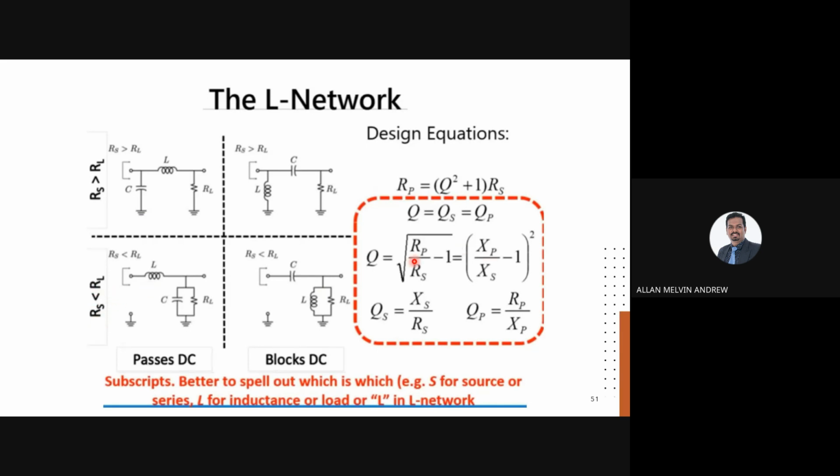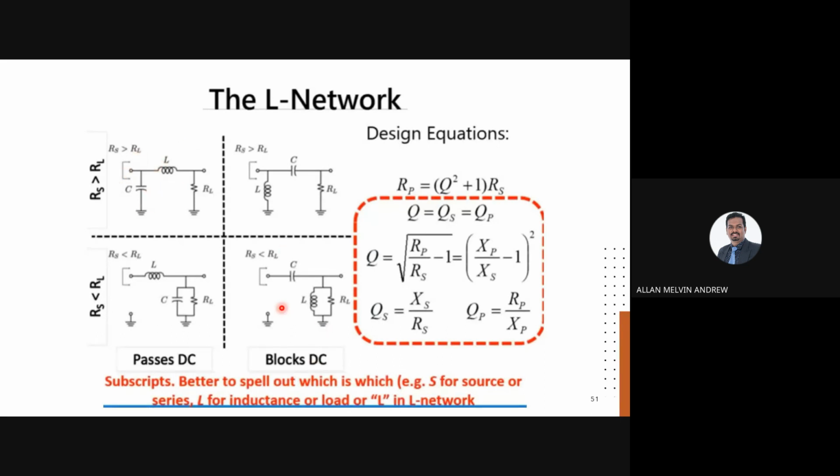Later I will show you some examples. Rs is the source resistance, RL is the load resistance. If Rs is a lesser value than RL, then you use this setup. If Rs is more than RL, then you use this setup. So depending on your equation or the questions asked, you can determine which setup you want to use in your circuit for impedance matching.